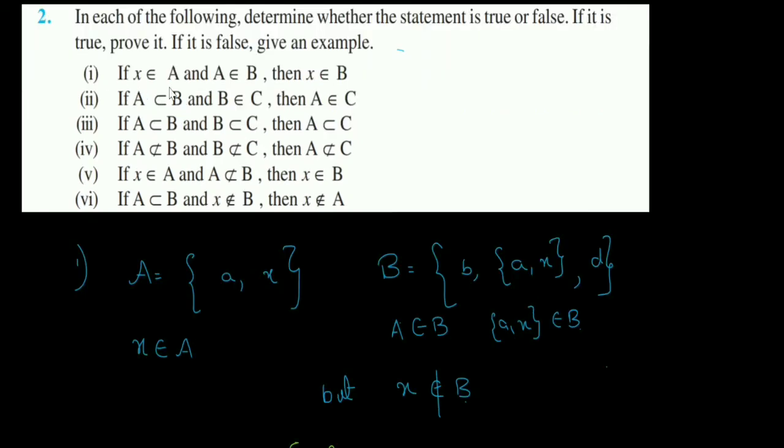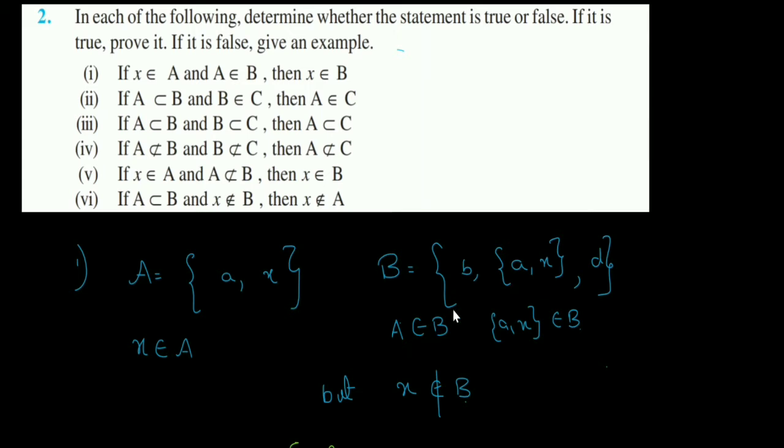Let's take the first one: x belongs to A, A belongs to B, then x belongs to B. Is this true? Now I'm going to say it is false. Because if I take A as {a, x}, some elements, and set B as {A, b, d}, some elements. So x belongs to A. Yes, x is in A. A belongs to B. That means set A itself is present in B.